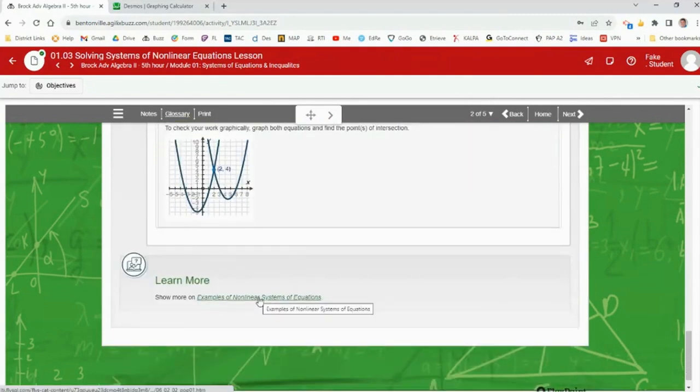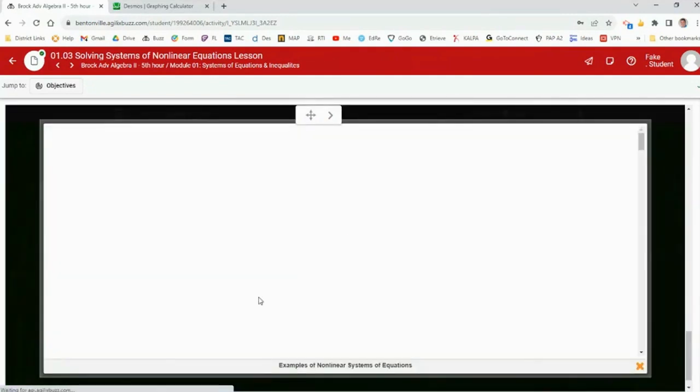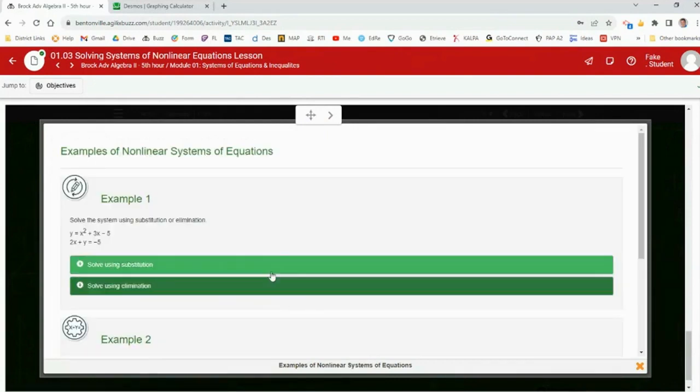Here's more examples. If you need to see some other examples, they have more for you here. I won't go through these, but there's 2 more examples that they give, and you can try this on paper. If you're not sure, like, wait a minute, I'm not sure I'm getting this, Mr. Brock, it's kind of different. So you should take these 2 equations, write those down. That's a quadratic and a linear, and try one of these methods.